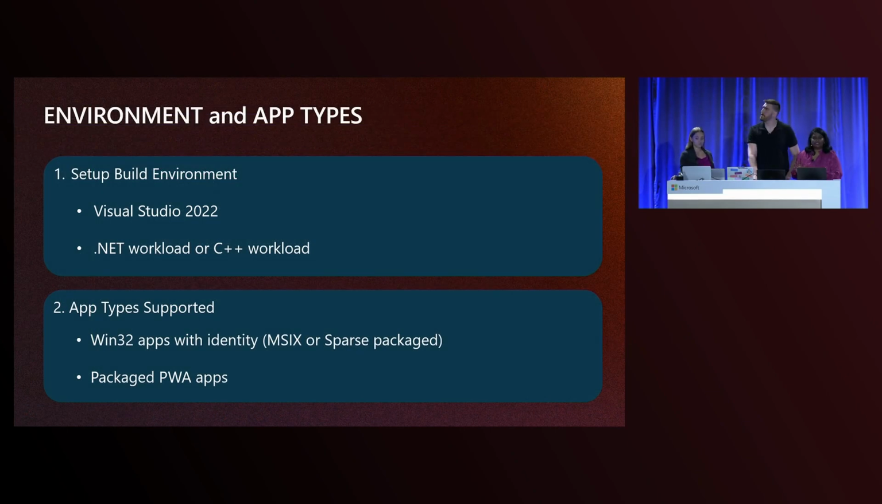Yes, so basic things: install Visual Studio 2022, .NET workload for C#, and C++ workload for C++. And as far as the app types that are supported, we support Win32 apps with identity. That's important, both MSIX and sparse packaging. And the second one is we support packaged PWAs.